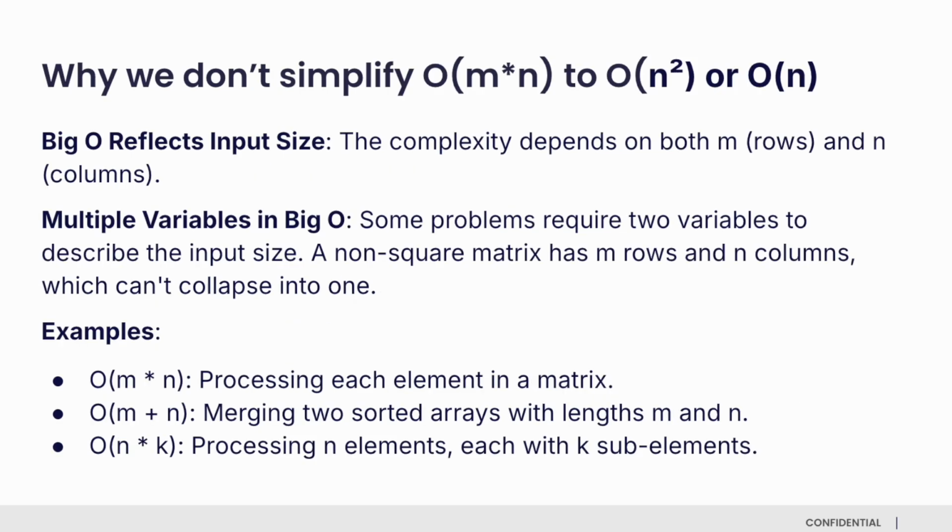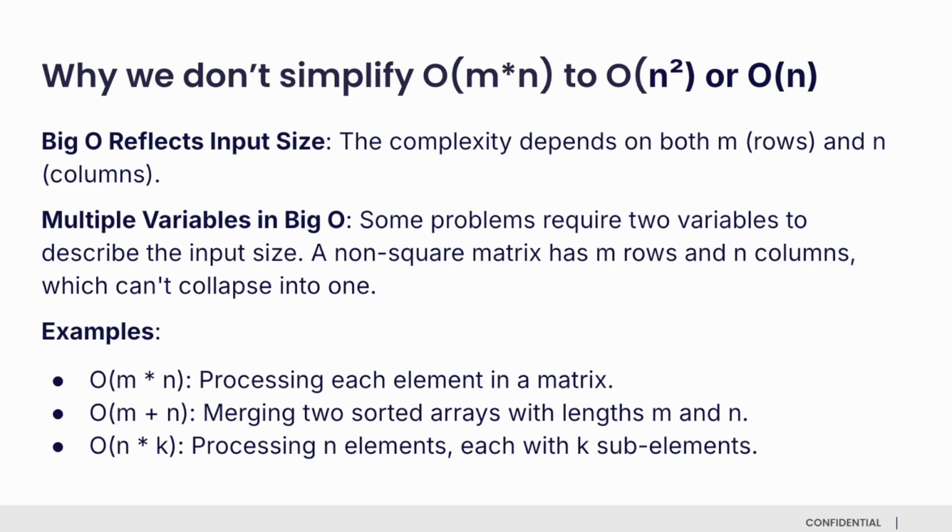Now let's talk about why O(m times n) doesn't simplify any further to, let's say, O(n squared) or O(n), even though we're used to seeing those types of complexities simplified in big O notation. The reason it doesn't simplify is because big O notation reflects the input size. And in this case, the input size is a matrix with m rows and n columns. So both of these dimensions are contributing independently to the number of operations that we need to perform, which is why the time complexity depends on both m and n.